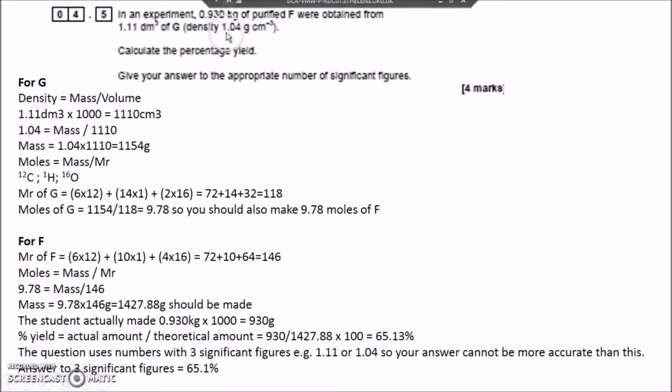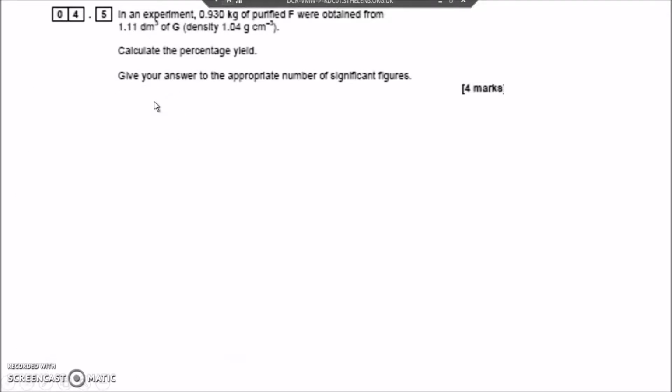Now density 1.04 is mass divided by volume 1110. Rearrange that so that mass is 1.04 times 1110. I've got 1154 grams of this. This is how much I'm reacting. So G is the reactant. That's what I'm starting with. I've got 1154 grams of this.